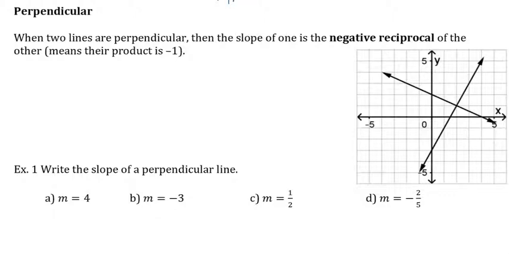What does negative reciprocal mean? Well, what does reciprocal mean? Flip. Reciprocal sounds like a fraction that we're flipping. What does negative mean? It means negative. Take the negative of it. If it's positive, switch it to negative. If it was already negative, switch it back to positive. So you flip the sign and flip the fraction.